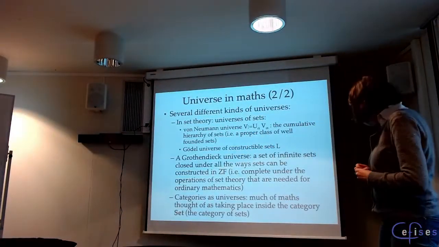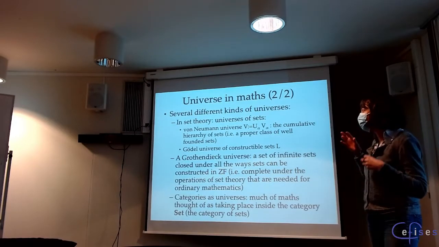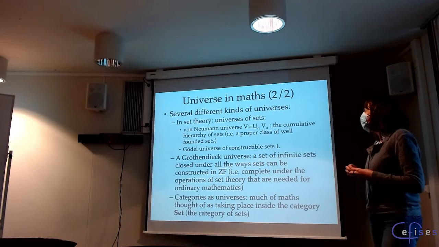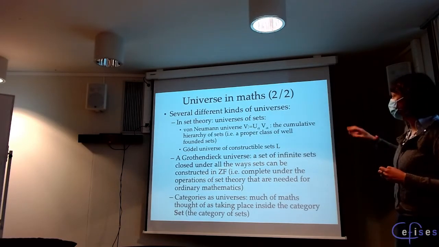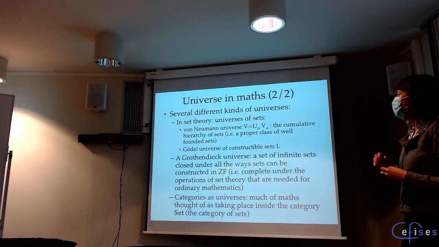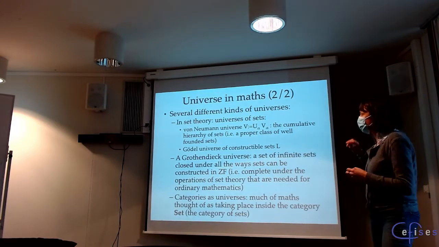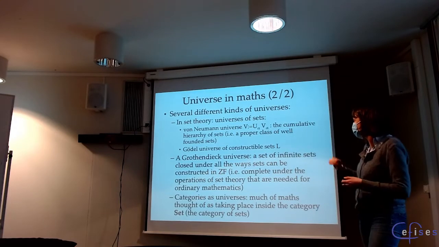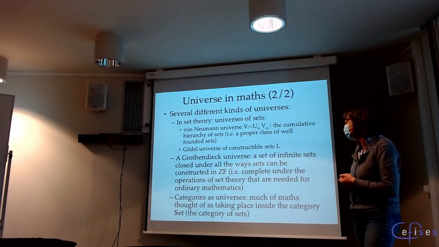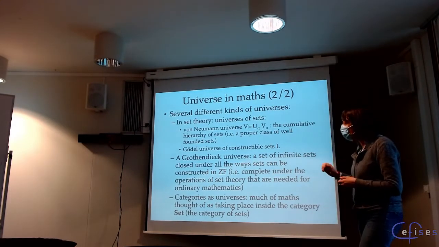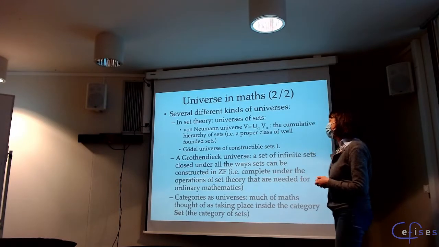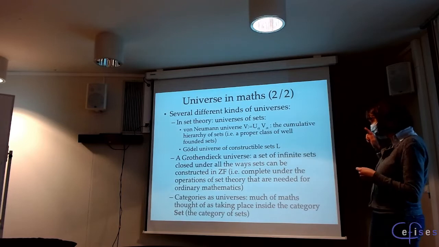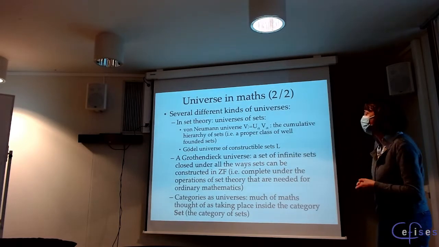There are different kinds of universes and different conceptions of it. First of all, in set theory, there are two main universes of sets. The universe V, which is the cumulative hierarchy of sets, and also the constructible universe of sets, the universe of constructible sets of Gödel.